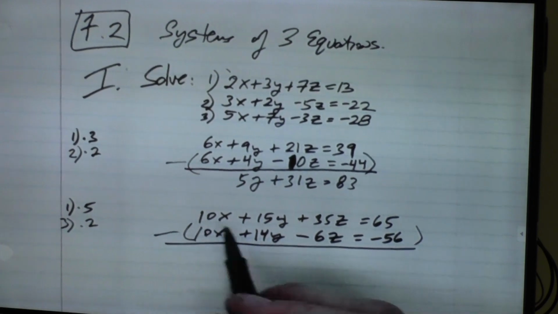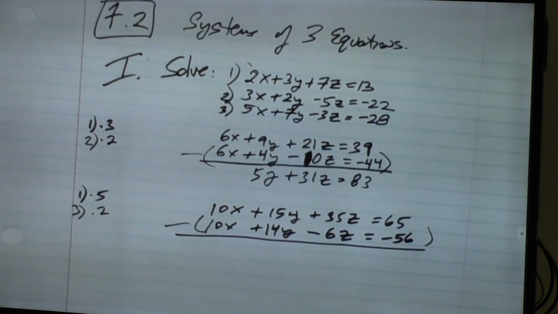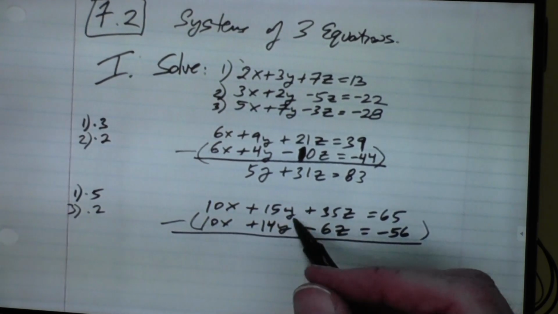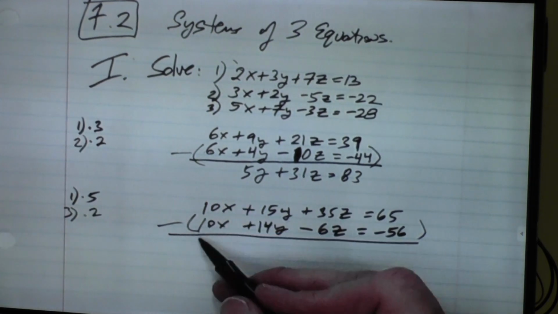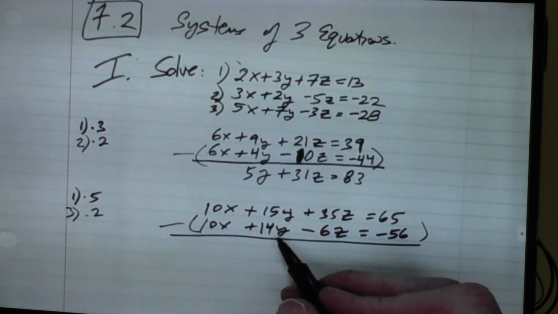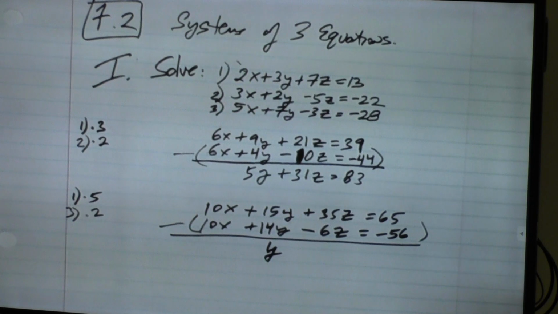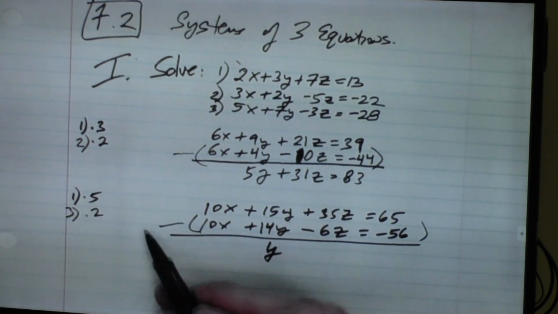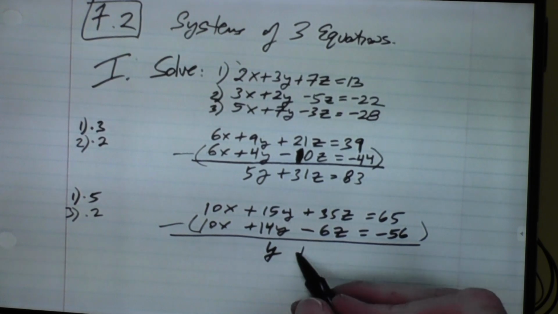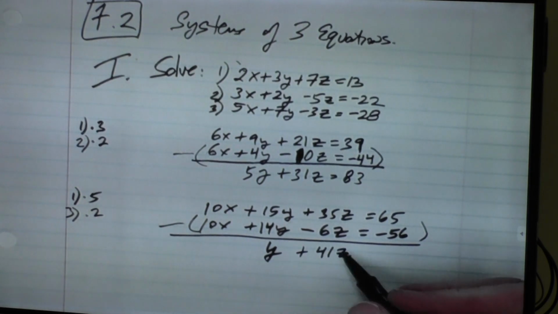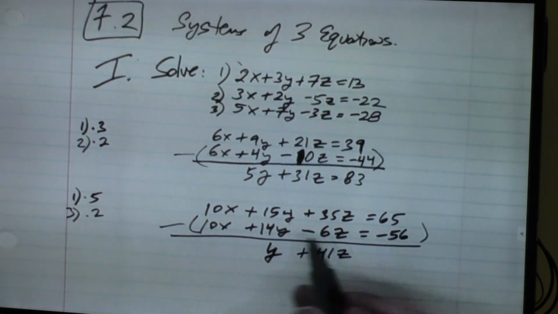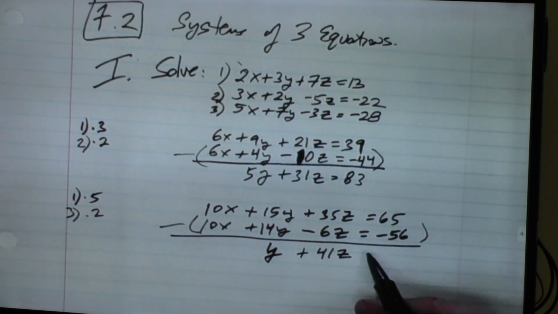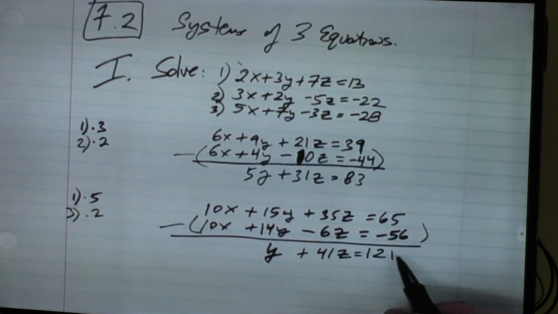And again, I need to subtract to get rid of the 10x. Now when I subtract there, I'm going to get those canceling out. 15 take away 14, just simply 1y. That's going to be helpful. 35, well, minus and minus is plus, so we get plus 41z. And then, oh, that's another plus, that makes 56. So when we add those up, we get 121.